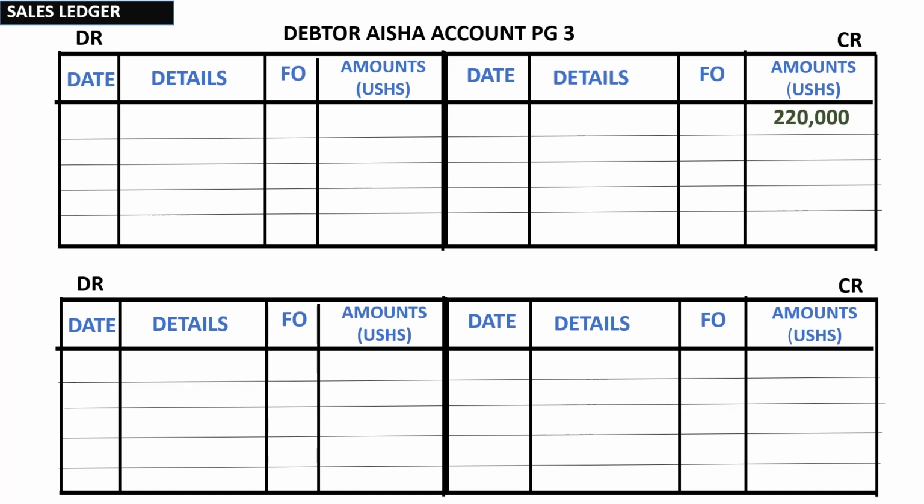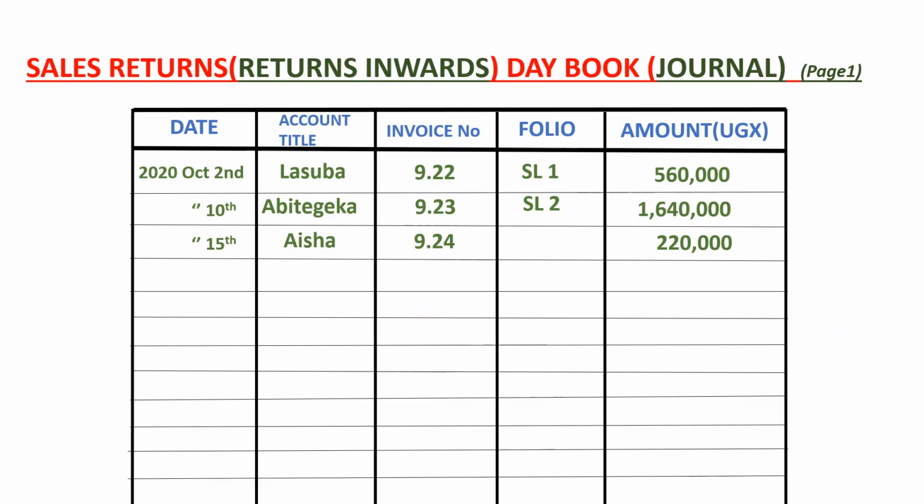The other item affected is returns inwards, and this is in returns inwards on page 1, and it happened on that date. So this being on page 3, we shall go back to the returns inwards debtbook and say this is on page 3, on sales ledger page 3.